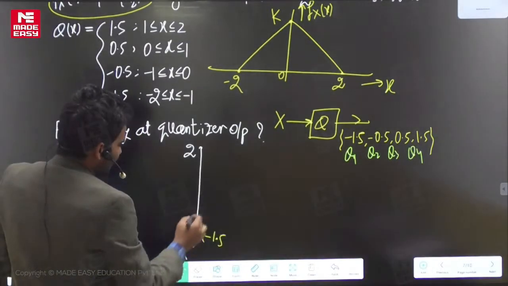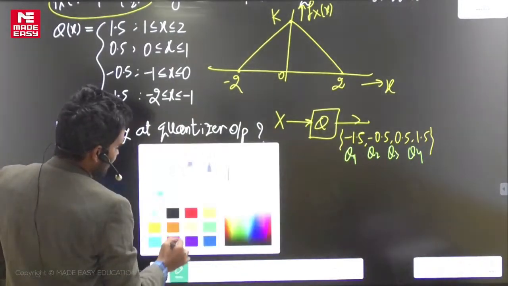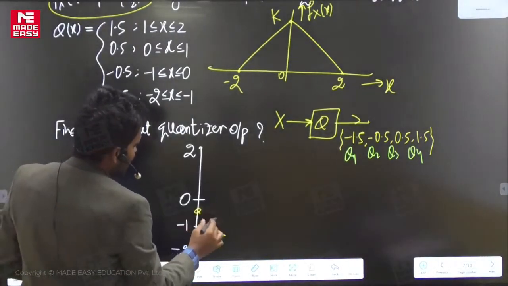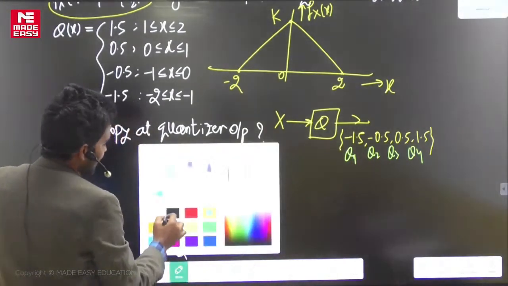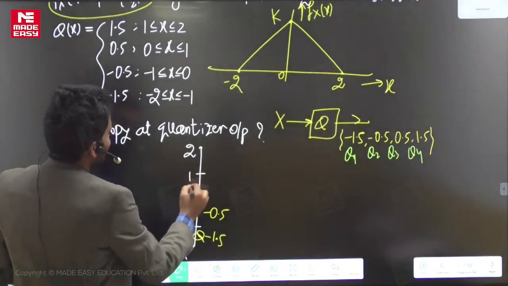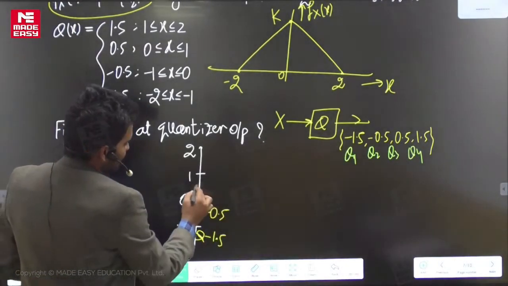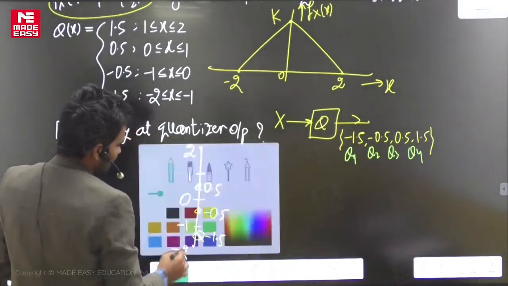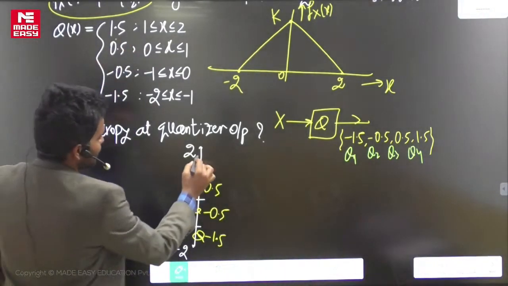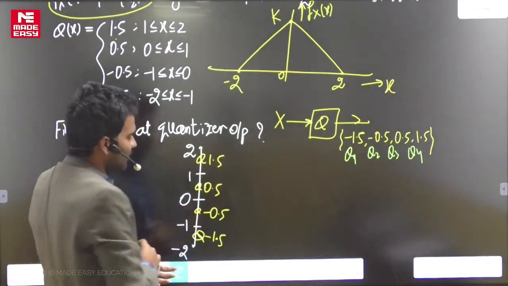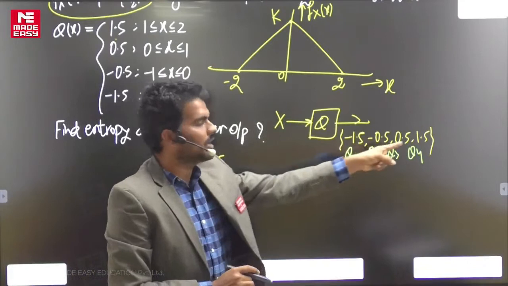And if x is in between minus 1 and 0, then that is quantized to minus 0.5. Okay, now if x is in between 0 and 1, then that will be quantized to 0.5. And finally, if x is in between 1 and 2, that will be quantized to 1.5. So depending upon this x value, the quantizer output can be any of these.